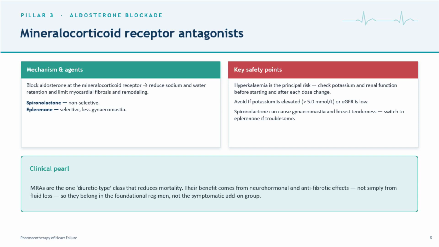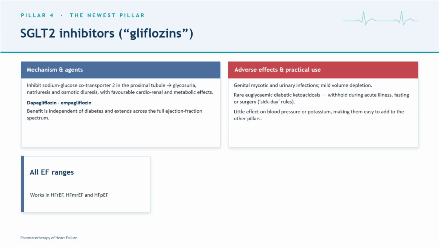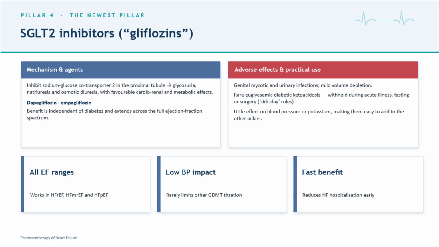Beautiful pharmacology. Pillar 4, and this is the newest kid on the block, the SGLT2 inhibitors, or as I like to call them, the gliflozins, dapagliflozin and empagliflozin. These drugs genuinely wrote the guidelines. They block the sodium glucose cotransporter 2 in the proximal tubule, giving you glycosuria, natriuresis and osmotic diuresis, plus this whole cascade of cardio, renal and metabolic goodness.